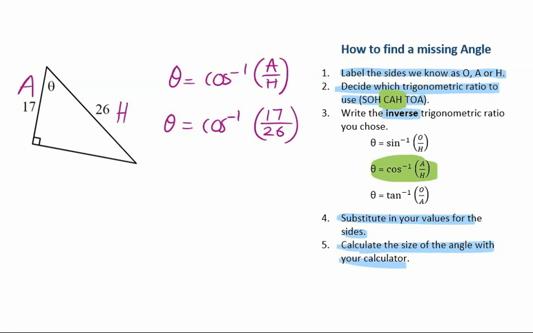The way we do that is by using the shift function on the calculator. You will press shift and then cosine, and that's how we access this inverse cosine function. So shift cos, and then you type in 17 over 26, 17 over 26. And that tells us that the unknown angle is 49.2 degrees.